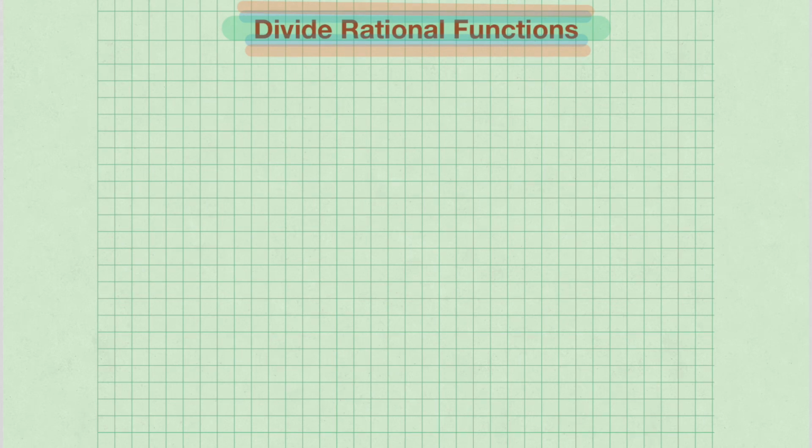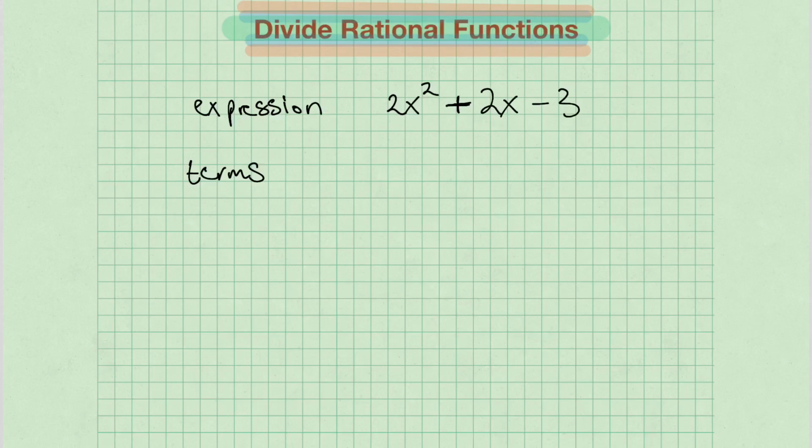Okay, I noticed a bad habit that I was doing as I was going along, and that was confusing the words expression and terms. So I want to clarify what an expression is. An expression is when you have a bunch of terms. So terms and expressions. An expression is a bunch of terms separated by plus and minus signs. So in this first polynomial, we'll say this polynomial expression has 3 terms.